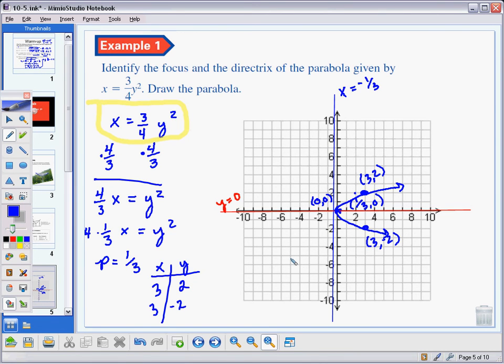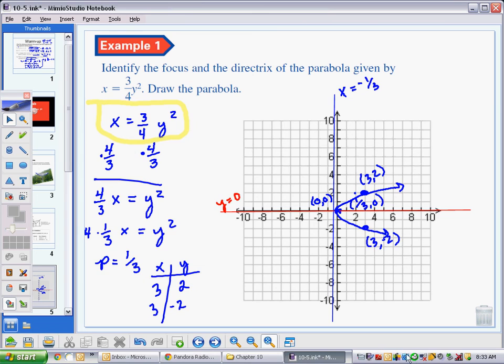This could similarly happen if I had x squared instead of y squared, except then it would be opening up or down instead of to the right or to the left. Okay? That is an introduction to graphing parabolas.